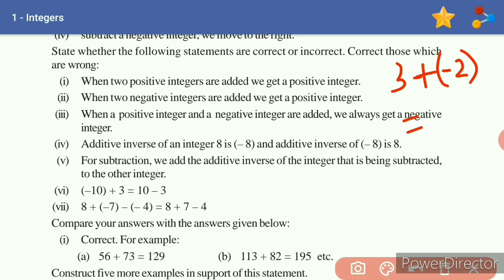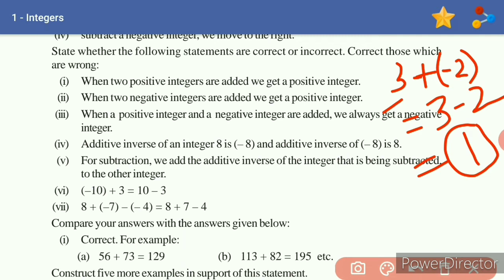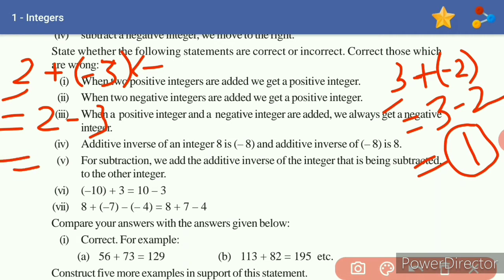So 3 plus minus 2. We have to add these two numbers. So 3 plus minus 2 is 3 minus 2, which is 1. In this case, we get a positive integer. But what about if we add 2 plus minus 3? This is a positive integer, yes. This is a negative integer, yes. So if we add this, the answer is 2 minus 3, which is minus 1. So here we got a negative integer.